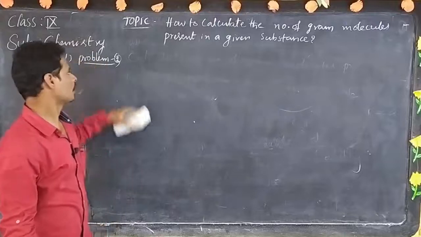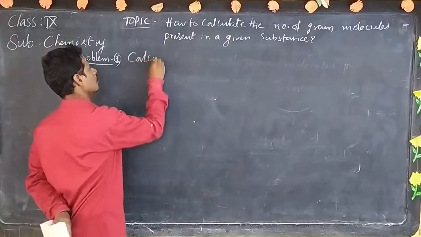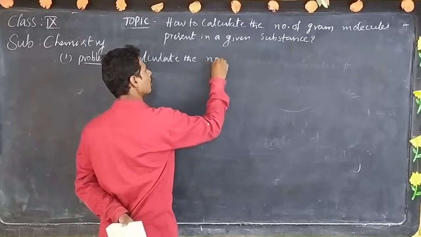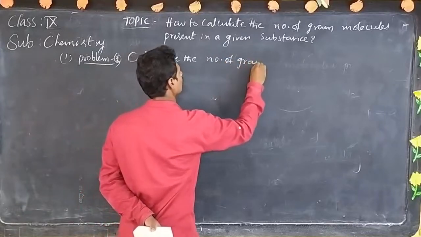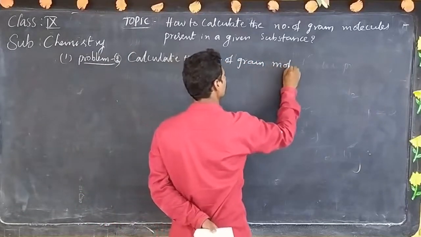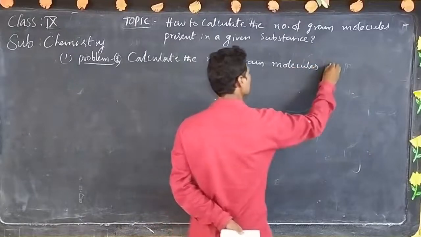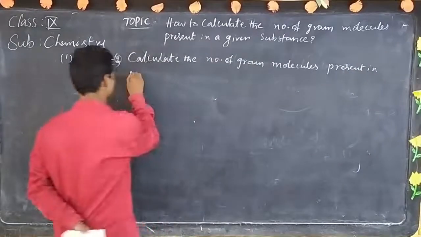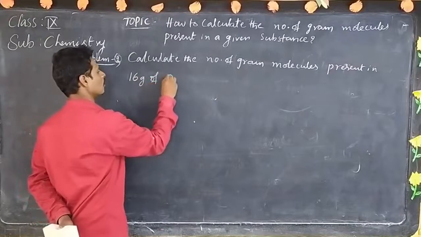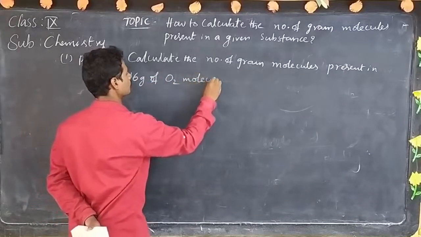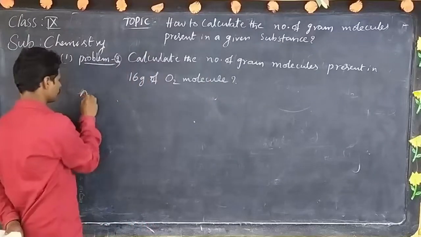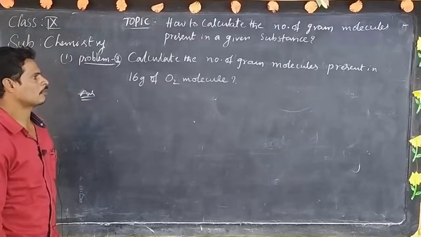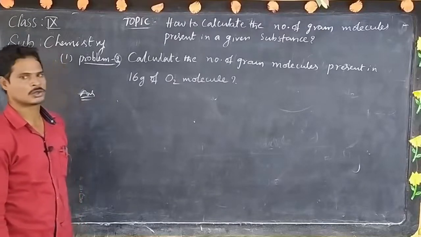Next problem, third problem. Calculate the number of gram molecules present in 16 grams of O2 molecule. According to the question, what is our question? Calculate the number of gram molecules present in 16 grams of O2 molecule.